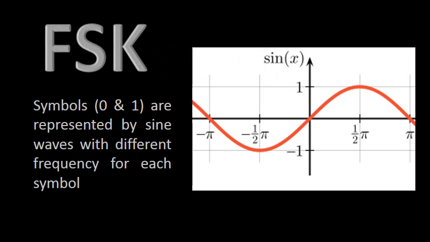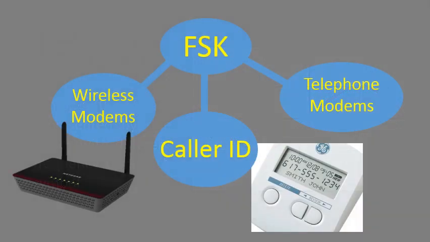FSK, or frequency shift keying, is representing symbols, zeros and ones, by sine waves with different frequency for each symbol. It is used in wireless and telephone modems and also for caller ID.